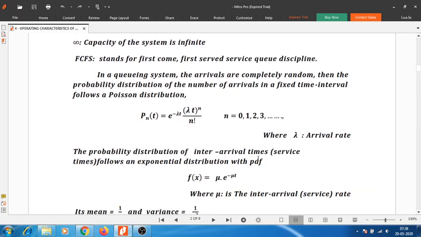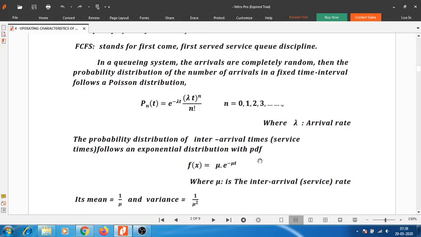Once they enter the system, the question is what about the service times or inter-arrival time. You know what the inter-arrival time is: the time between successive arrivals. Suppose T1 is the first customer entering the system. Now what is T2? Capital T2 is the time between the first and second customers entering successively. That is called the inter-arrival time, which was already discussed in the last class.